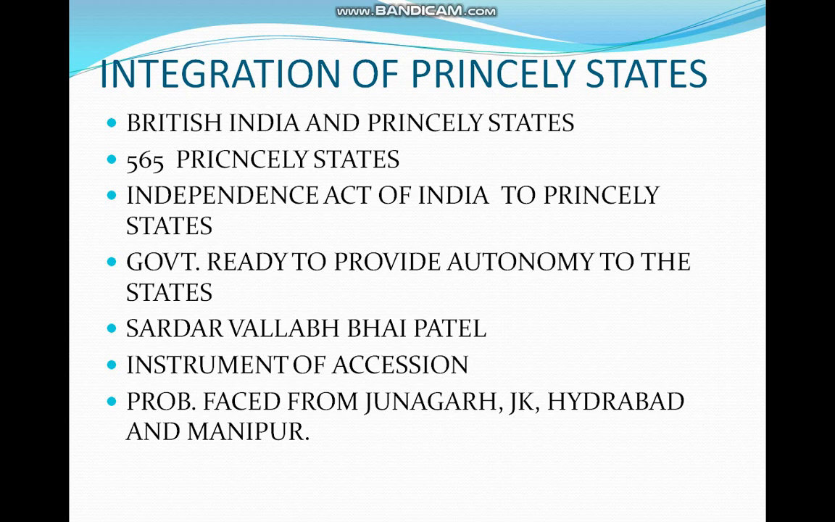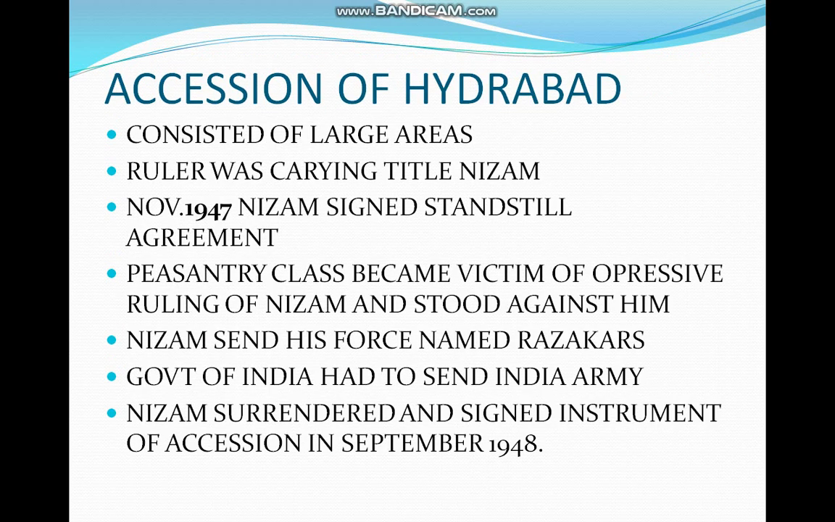The main problem or issue that India faced in the integration of these princely states was from the side of the rulers of Junagadh, Jammu and Kashmir, Hyderabad and Manipur. The Junagadh issue was resolved after a plebiscite or people's vote, and Jammu and Kashmir we will be studying in chapter 8 in detail. Now we directly come to the next topic, that is accession of Hyderabad.